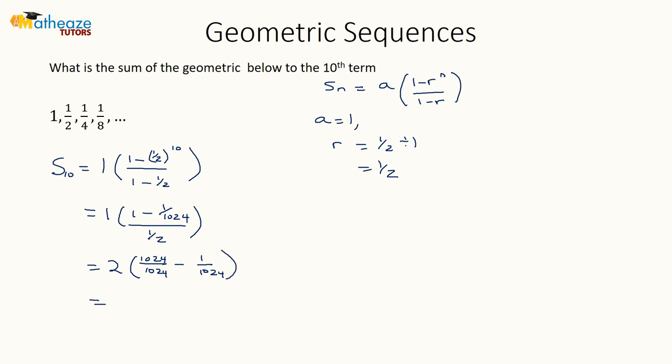So this is going to be 2 multiplied by 1023 over 1024. This is going to give us 1023 over 512. And so this is the sum to the 10th term of this sequence.